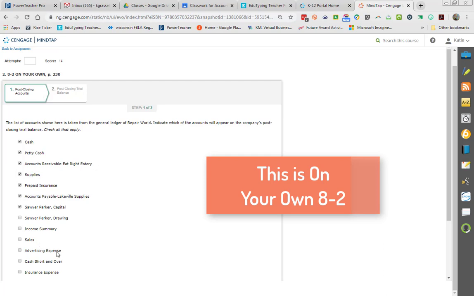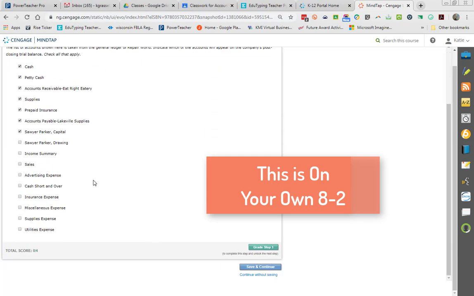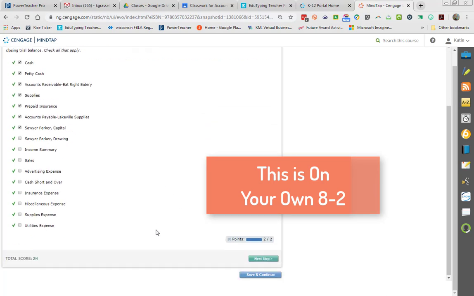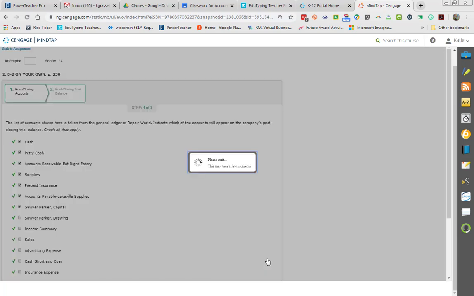Advertising expense, same thing. It's an expense. It doesn't fit in there. Cash short and over is also an expense. Insurance expense, well, the word expense doesn't go on there, so I'm not going to mark it. So I'm going to check this and move on to step 2. Let's grade this one. I did a good job. Let's go ahead and do the next step.